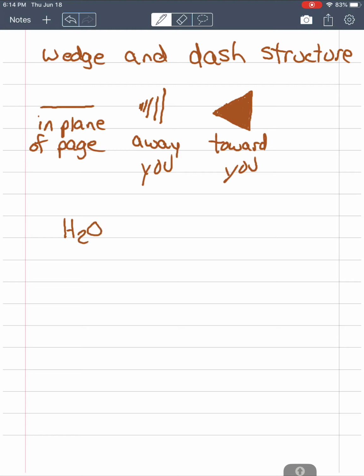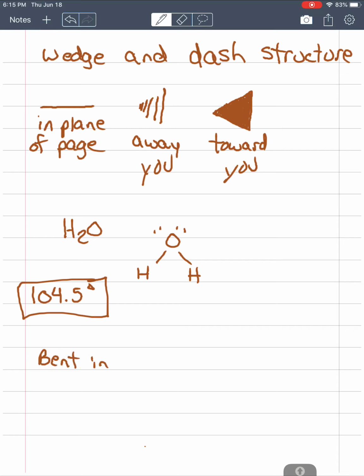So if I'm going to draw water, there was one thing, I don't remember if I told you guys this or not, but you need to remember this angle for water. Water has an angle of 104.5 degrees. You need to remember that. For anything else that's bent, you would just say less than 109.5. But you need to know this angle.